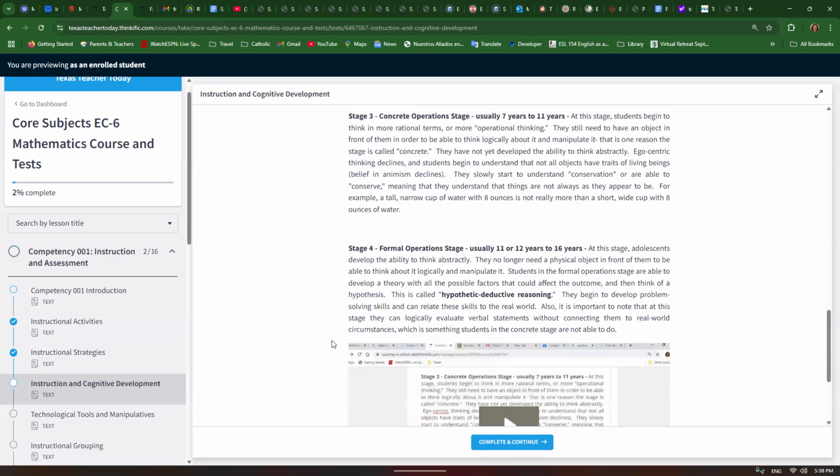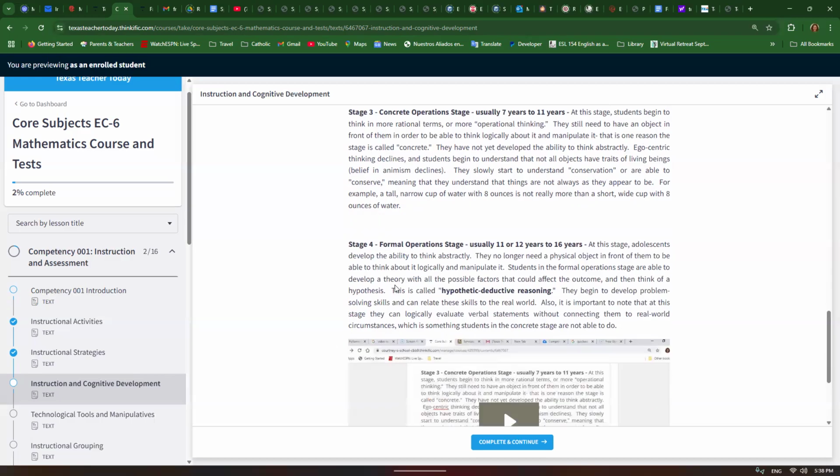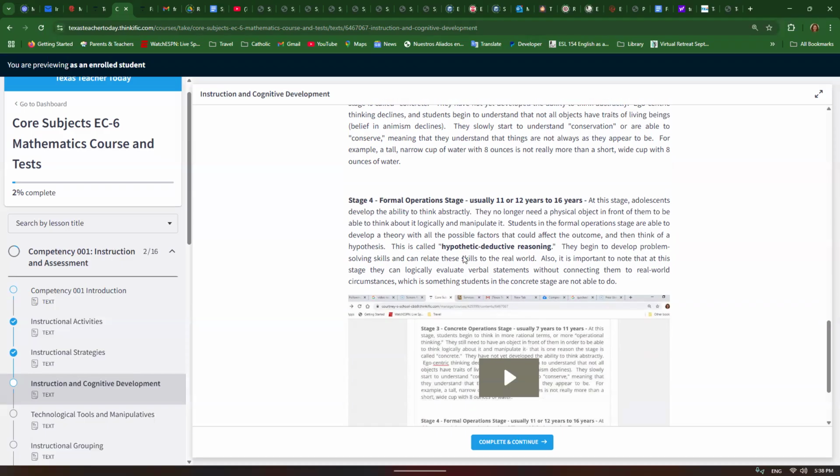And then the last stage is formal operations. Usually they're 11 to 12 years or even 16 years old when they start this stage. And this is when they can think abstractly. They no longer need a physical item. They can engage in hypothetical deductive reasoning, so they can think about a theory and the factors that could affect the outcome.